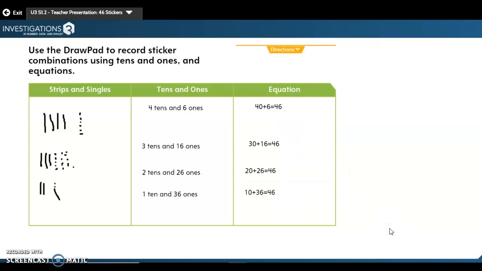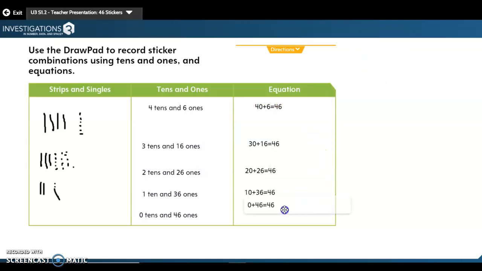And then I want you to think about this last one. How could we do the last one? If we've done 4 10s, 3 10s, 2 10s, 1 10, let's say we have no 10s. How could we show that? Think about that for just a minute. We could show 0 strips of 10 and 46 singles. So 0 10s and 46 1s. 0 tens, and 46 ones. So if we showed that as an equation, it of course would show 0 plus 46 equals 46.